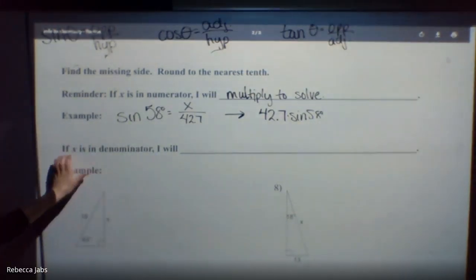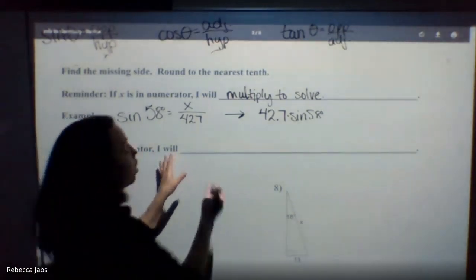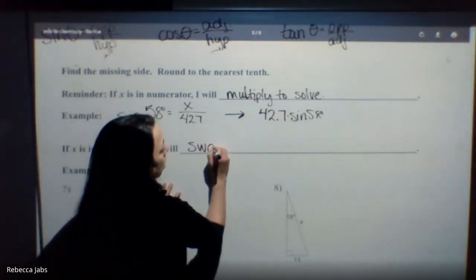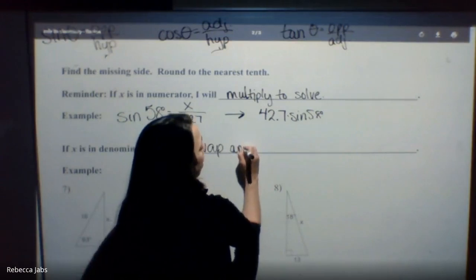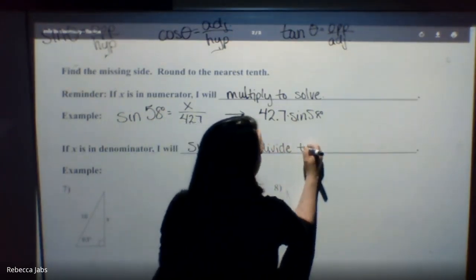Next blank, though, says, if X is in the denominator, I will swap and divide to solve.